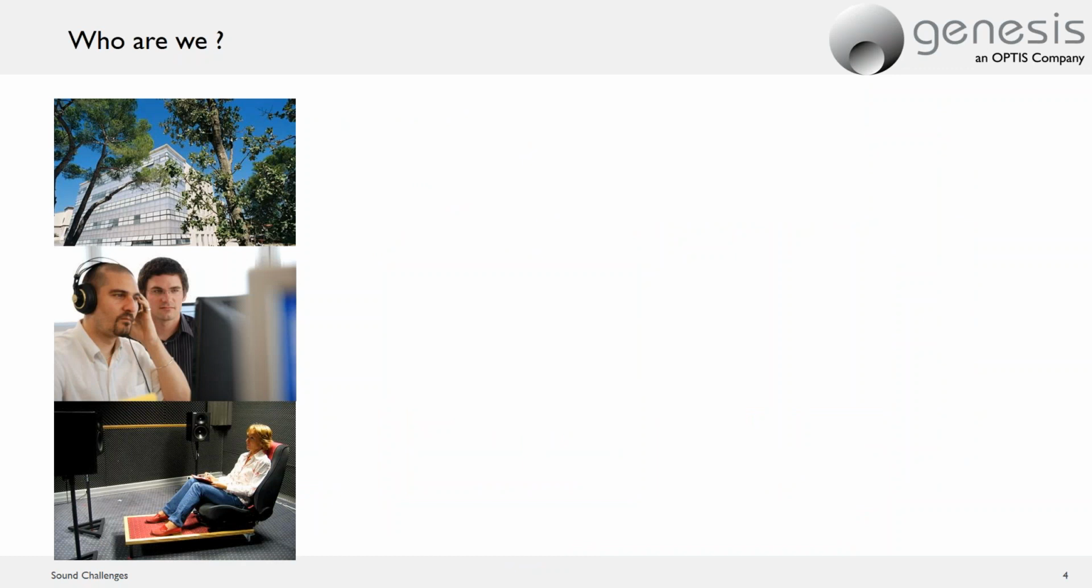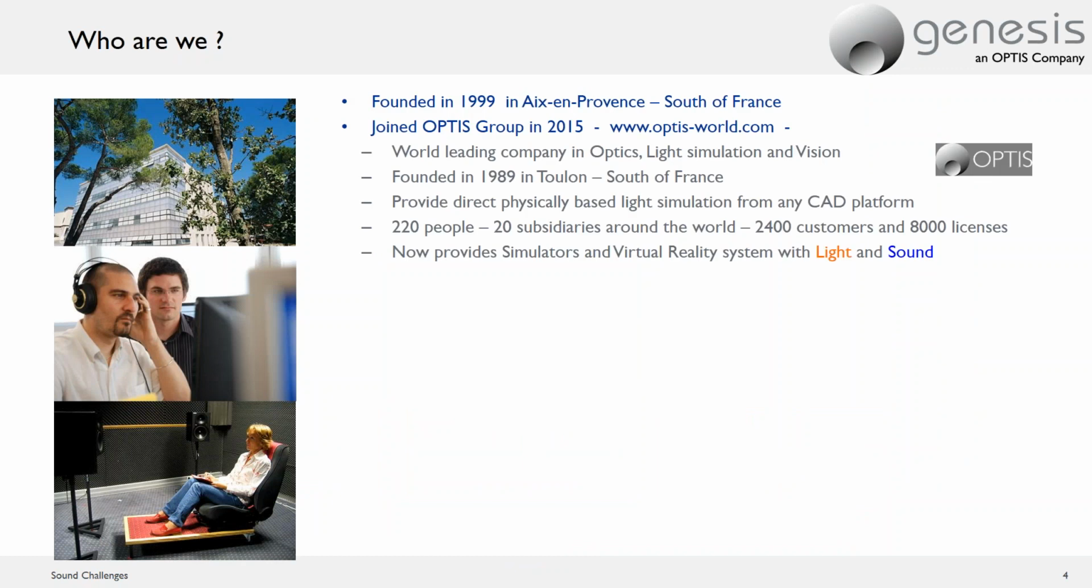So what is Genesis? It's a company founded in 1999 in the south of France. Genesis joined OPTIS about 2 years ago. OPTIS, as some of you may or may not know, specializes mainly in lighting simulation tools, but we are now starting to get into the sound sector, and we're working to collaborate both light and sound inside of some virtual reality simulators.